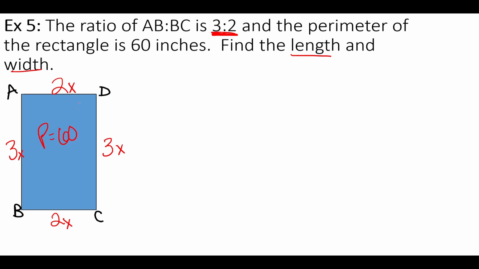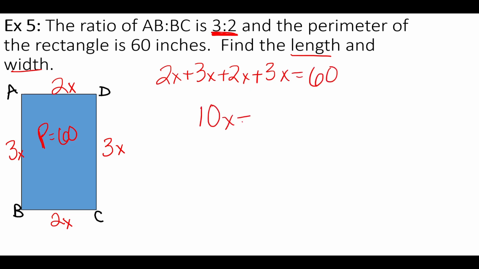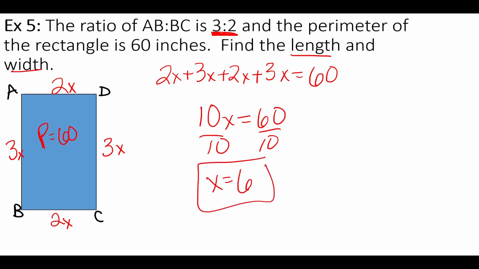But in order to do that, we have to go back and find the scale factor by setting up a problem using the perimeter. So what we're going to do is say 2x plus 3x plus 2x plus 3x is equal to our perimeter of 60. 2 plus 3 plus 2 plus 3 is 10, or 5 plus 5. Divide by 10 on both sides. The scale factor that's happening is 6. When we take 60 divided by 10, we will get 6.